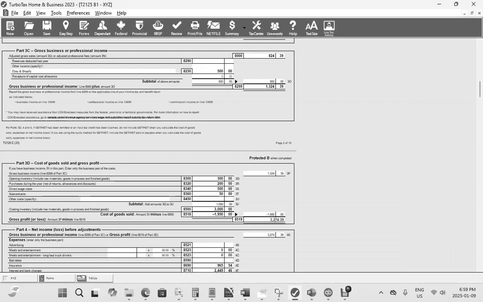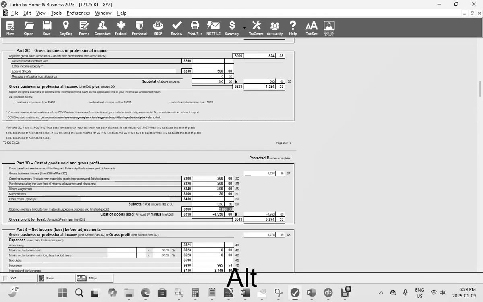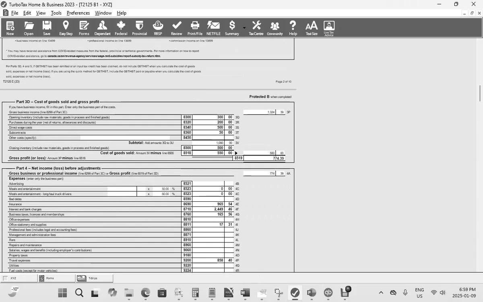So basically, the more you have in your closing inventory, the less you get in your tax refund. Your closing inventory will impact your tax refund. Let's change it back to what it was before, $500. All right, so that's line 8500.